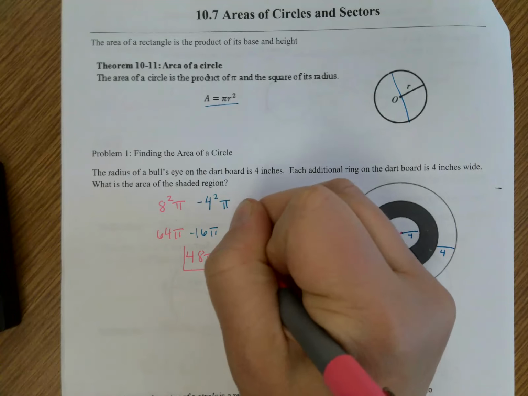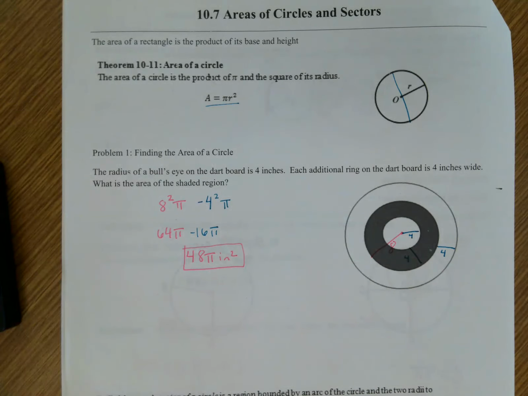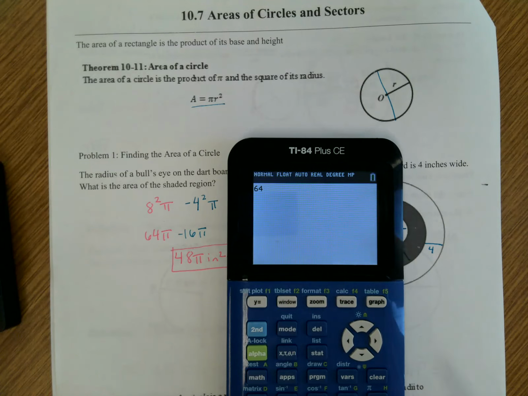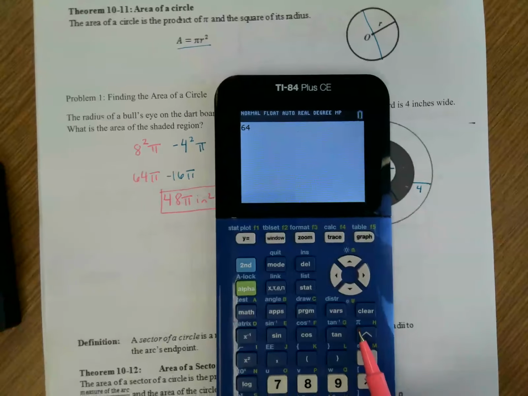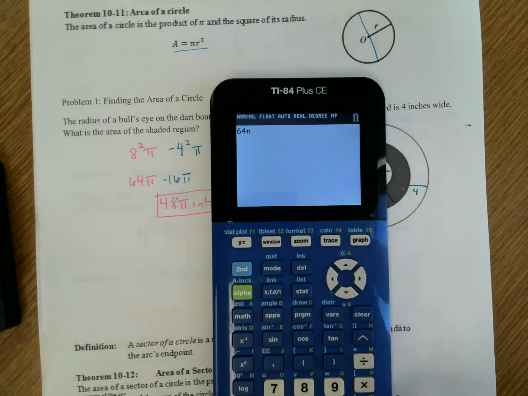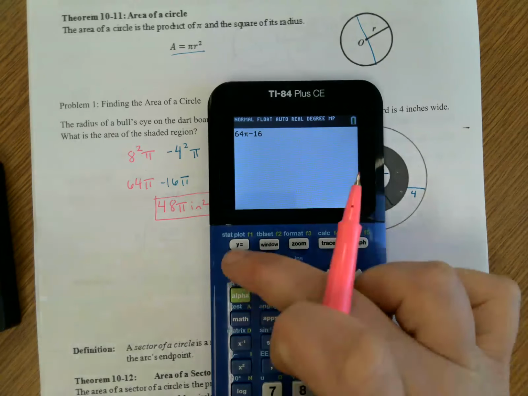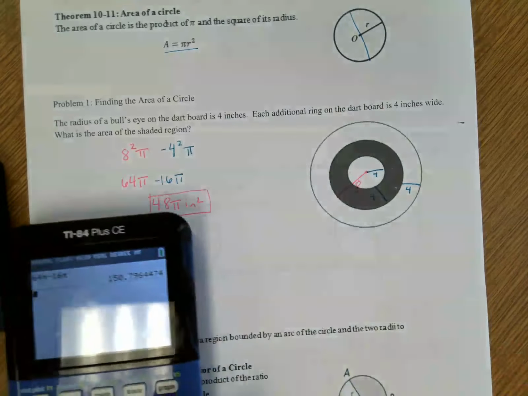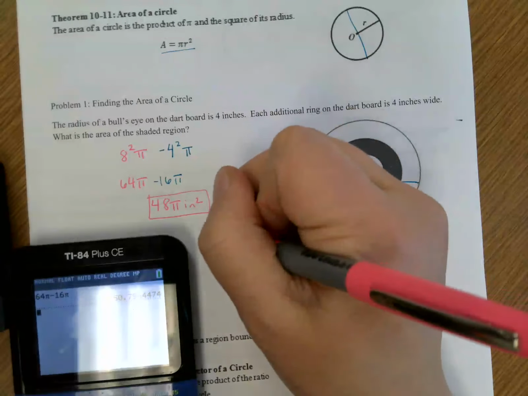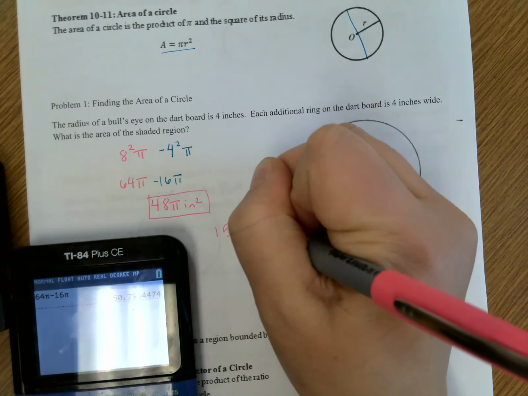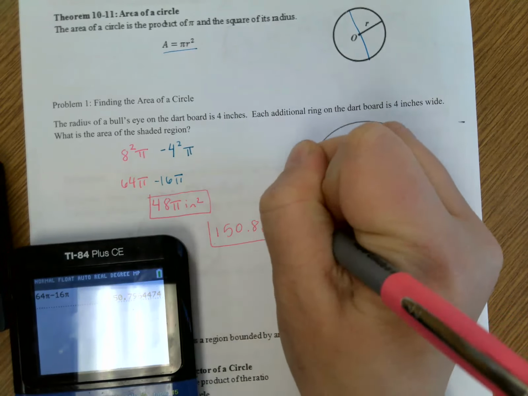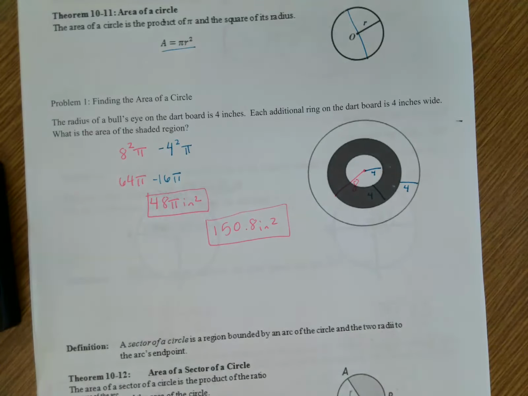Now, if I didn't want pi units, I would hope that you would try to use the pi button. So 64, my pi button is right here. I'm going to push second pi, minus 16 second pi. If you use 3.14, you will still get the same answer. It's just going to be a little bit off. So I'm going to say this is 8 inches squared. So that's the area of the shaded region.